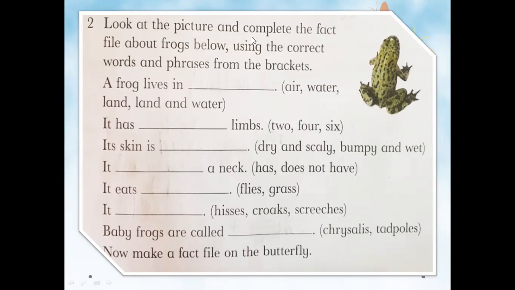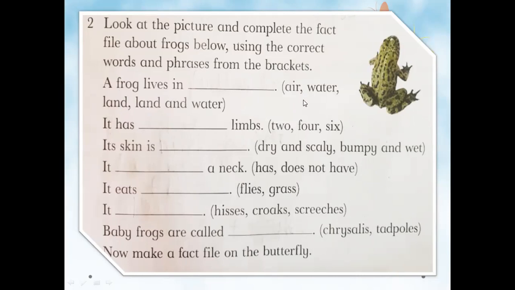Look at the picture and complete the fact file about the frog below using the correct verbs and phrases from the bracket. There are some sentences on a frog and there are some words in the brackets. You will choose and pick the correct word and write it in the blank. So first of all, we will read what they say in the sentences. A frog lives in air, water, land, water and land.